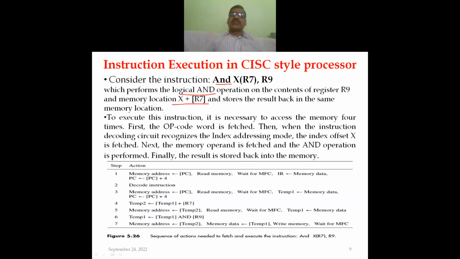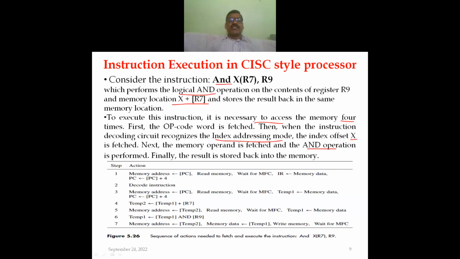Fine. So to execute this instruction, it is necessary to access the memory 4 times. So why do we require to access the memory 4 times? Now you can see that first, the opcode word is fetched. Then when the instruction decoding circuit recognizes the index addressing mode which is used here, the index offset x is fetched. Next, the memory operand is fetched and the AND operation is performed, and finally the result is stored back into the memory.